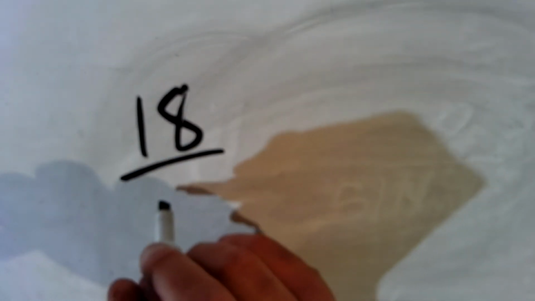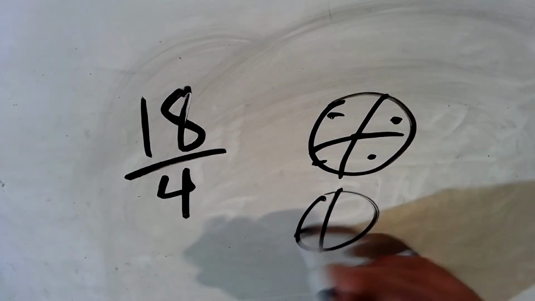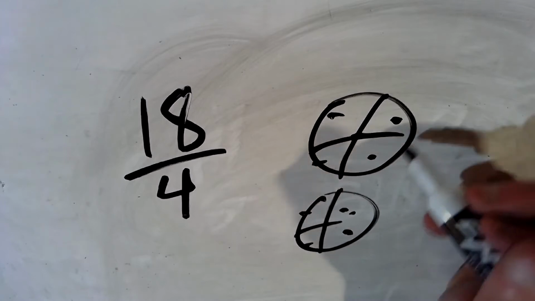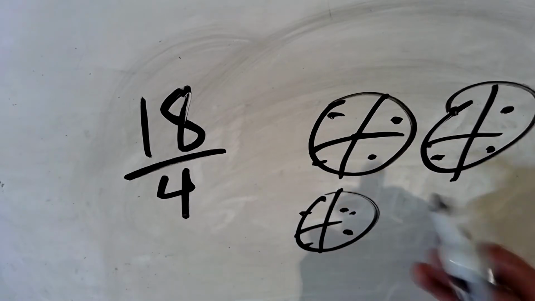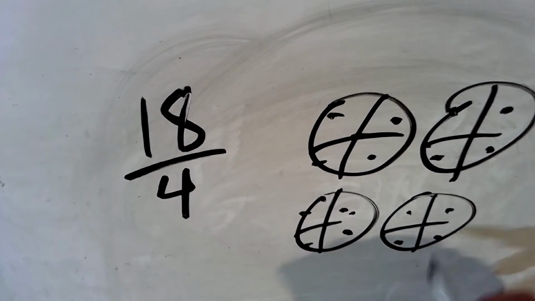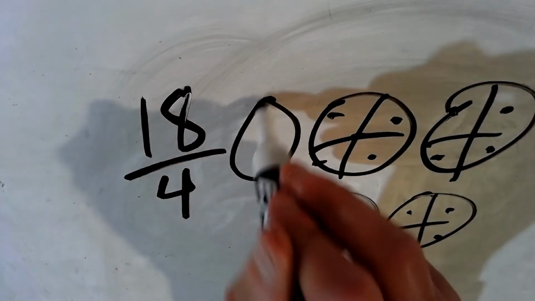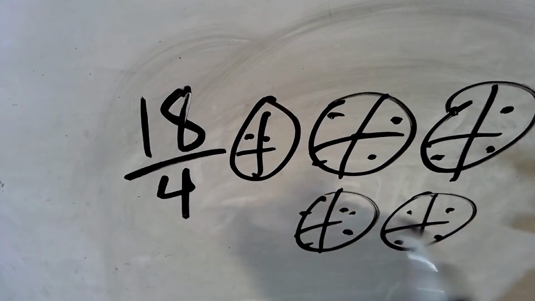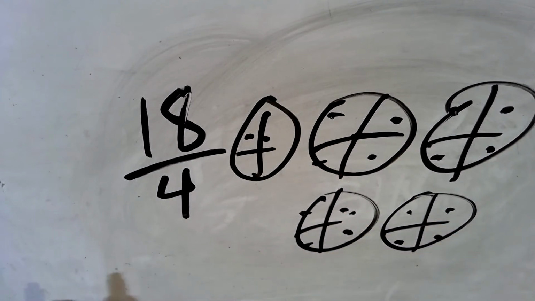Let's do another improper fraction and we'll turn it into a mixed number, okay? Let's do 18/4. Well, we know 4/4 is one whole. Another 4/4, that's 8/4, that's two wholes. Another 4/4, 12/4 is three wholes. Another 4/4, 16/4 is four wholes. So 4, 8, 12, 16, 17, 18. We have 4 wholes and 2/4 left over. So 18/4 is 4 2/4.